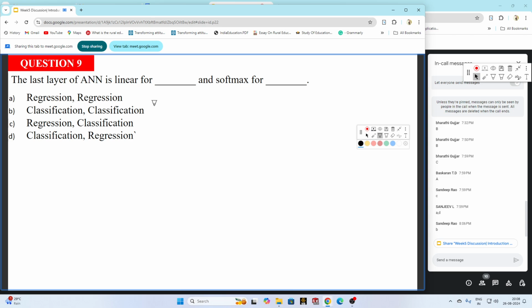The last layer of ANN is linear for dash and softmax for dash. Option A is regression, classification. Option B classification. Option C regression, classification. Option D classification, regression. So any guesses? Linear for what and softmax for what?